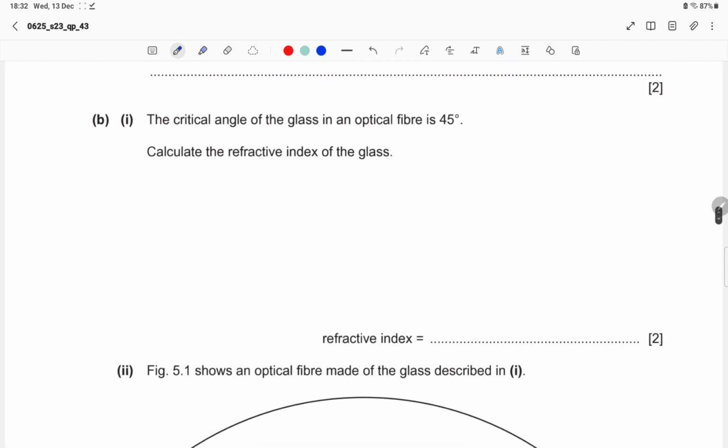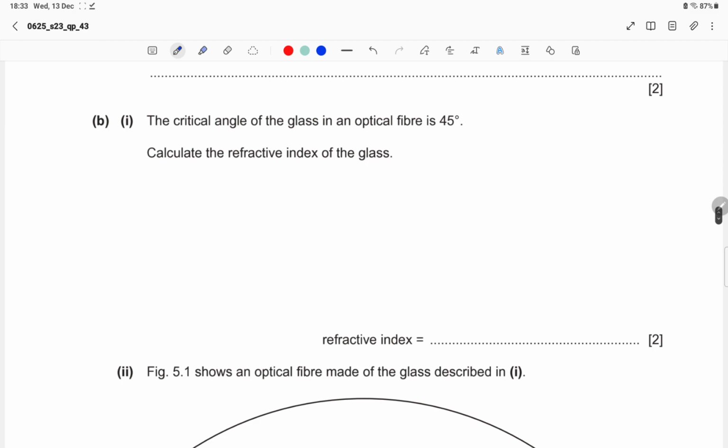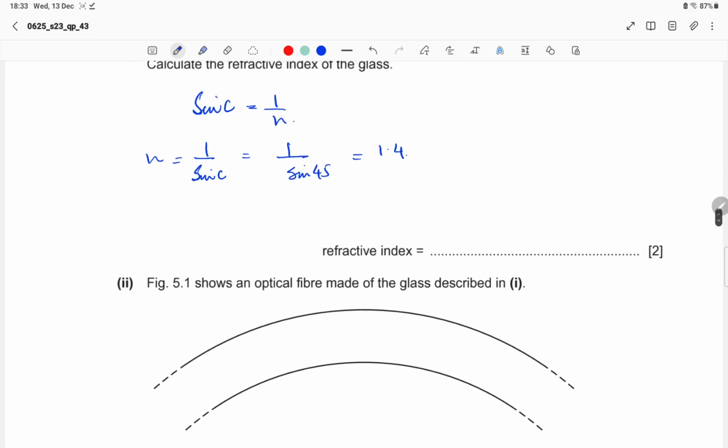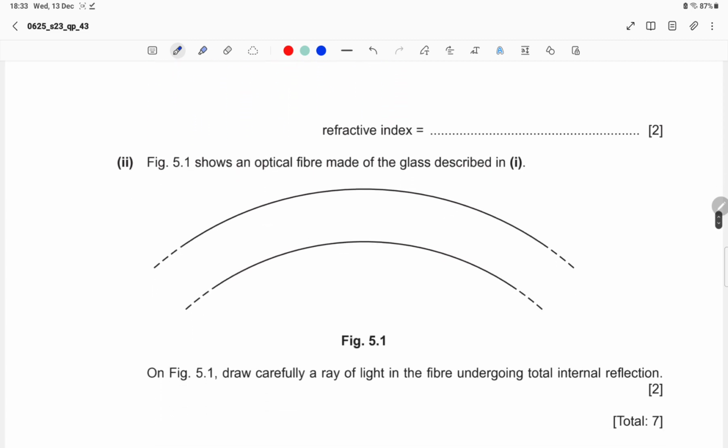Okay, the critical angle of the glass in an optical fiber is 45. Calculate the refractive index. Sin C equals 1 over n, and we need to find the refractive index. So 1 over sin C equals n. Put in the values: n equals 1 over sin 45, so it's going to be 1.4. Refractive index is a ratio, so you don't need any angle for that.